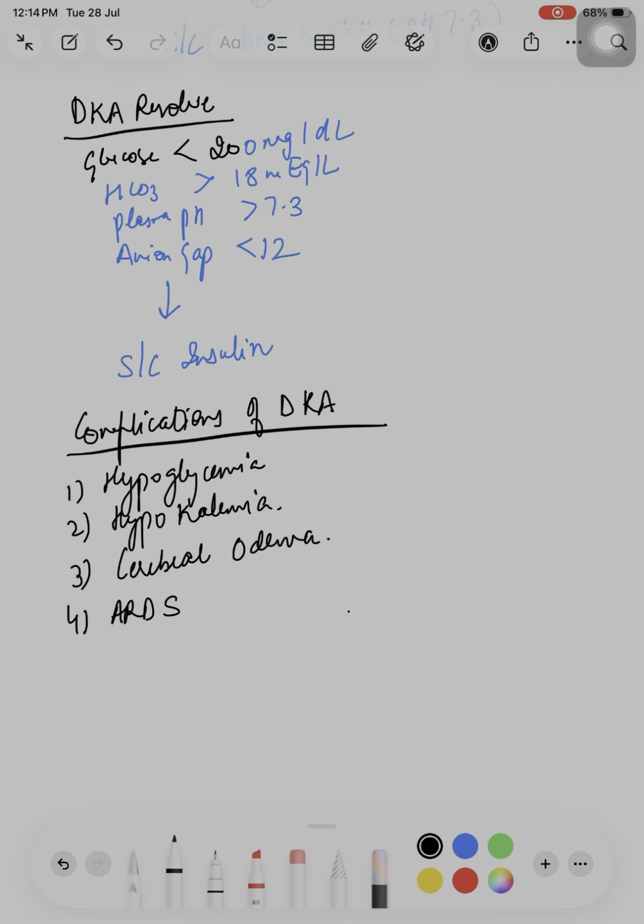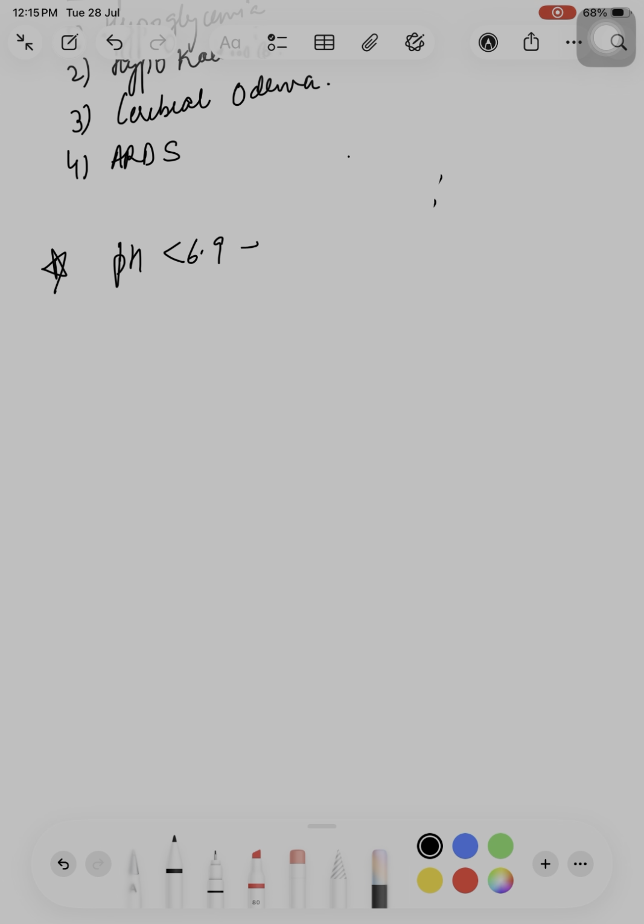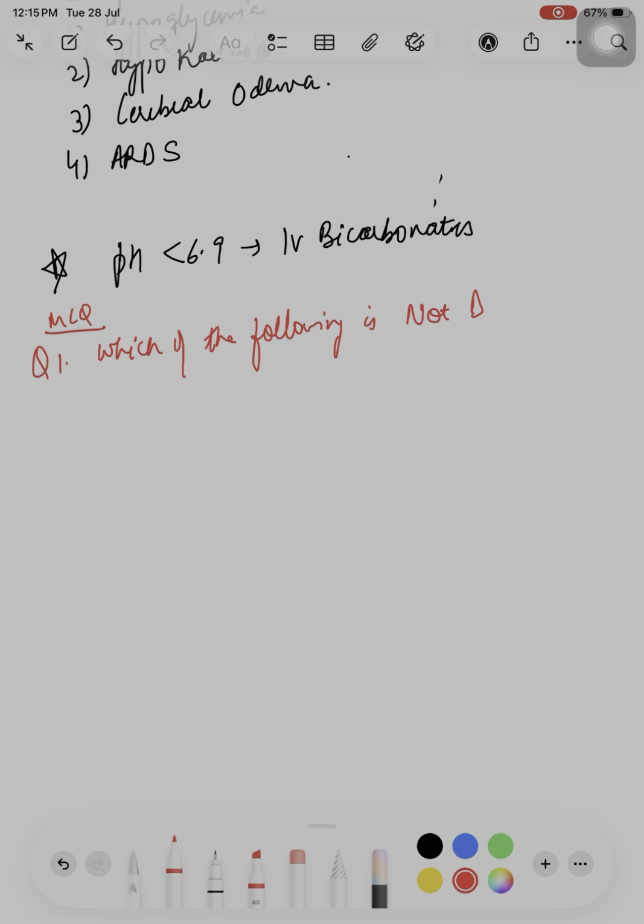When do we have to give IV bicarbonate? We give IV bicarbonate if pH is less than 6.9. And one more thing, pH will normalize via hyperventilation, but you have to look at the anion gap, which reflects true ketone bodies, and AG closure equals metabolic recovery. So you have to look for AG normalization, right?